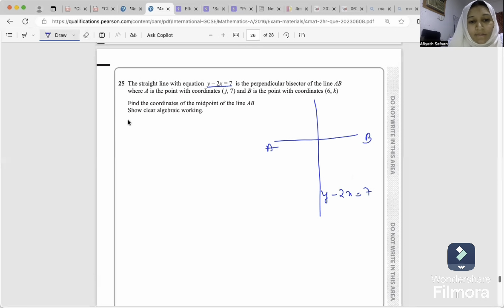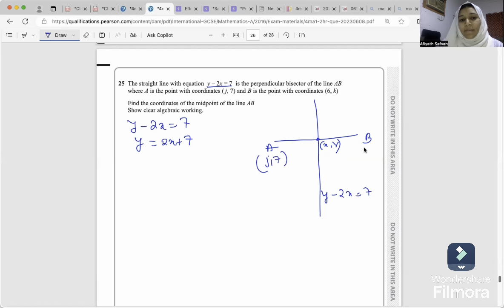So I can rewrite y minus 2x is equal to 7 as y is equal to 2x plus 7. So y is equal to 2x plus 7 is the line passing through the point of intersection. Now A is given as (j, 7) and B is given as (6, k). Find the coordinates of the midpoint of the line AB and show clear algebraic work.